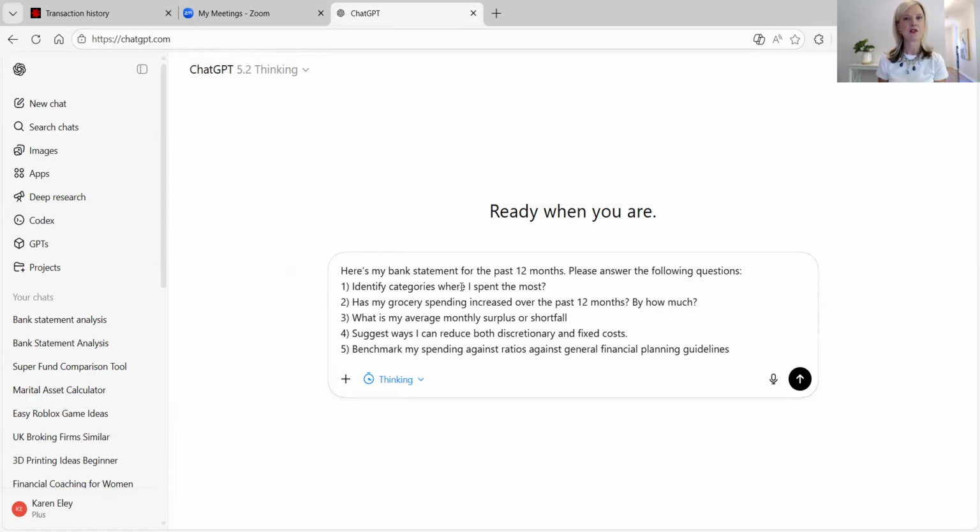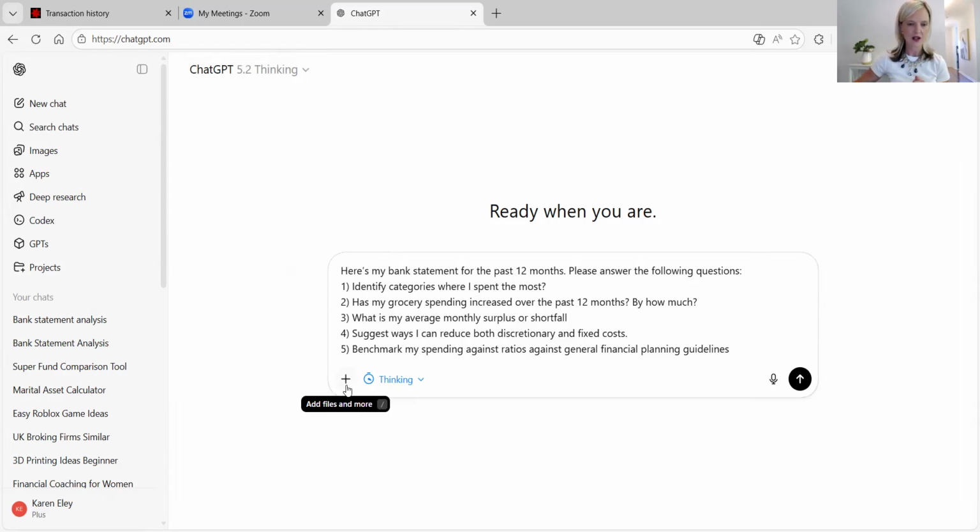What things can I plan for in 2026? If I've got extra savings capacity, how could I use that money towards my financial goals for 2026? Or if I've got a shortfall, do I have an emergency fund where I'm going to access those shortfall months or over that longer period of time? Then number four, it suggests ways that I can reduce both my discretionary and fixed costs. So the AI will go through and categorize discretionary expenses and also our fixed costs. And then lastly, I just wanted to benchmark my spending ratios and categories against general financial planning practices and any other data that's out there.